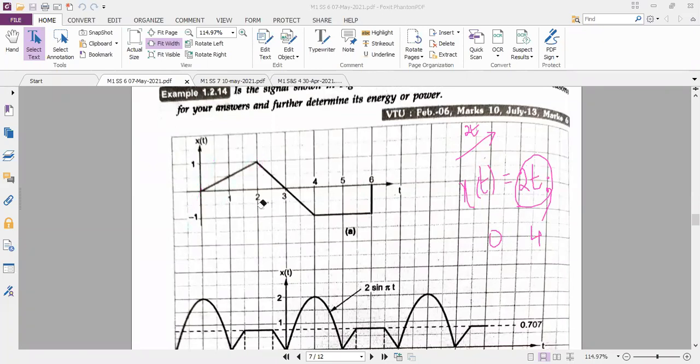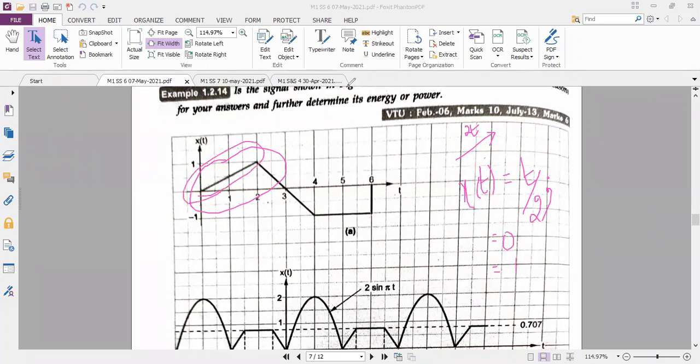So then what can be done? Trial and error method. To get 1 as the answer, instead of x of t is equal to 2t, can I take t divided by 2? If I write t divided by 2, am I getting this answer? Can you check? When t is equal to 0, my amplitude is 0. When t is equal to 2, my amplitude is 1. So it is exactly matching my answer.